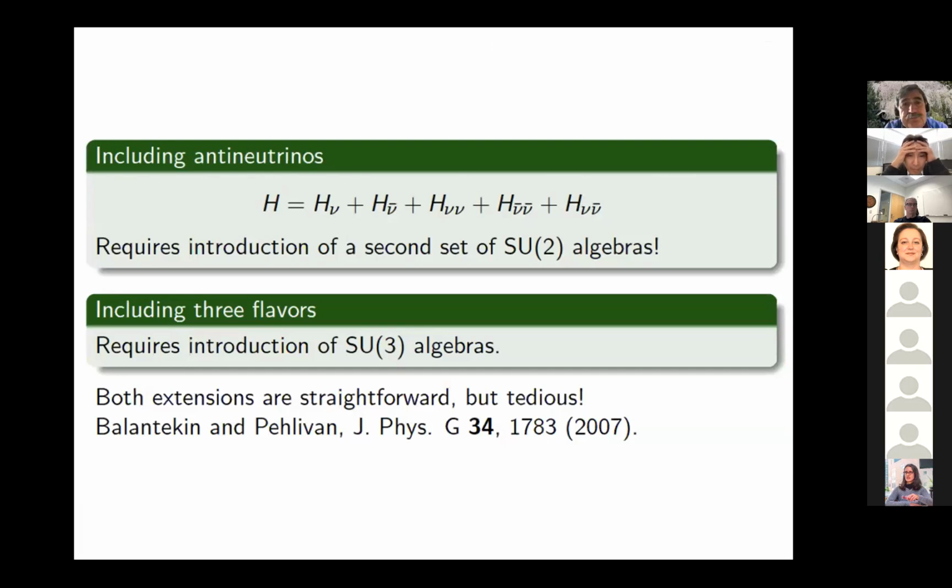Now, of course, so far I only had neutrinos. You can include antineutrinos quite easily. You can also include three flavors. Both extensions are actually quite straightforward, but quite tedious. And if you are interested in those details, they are given in the paper shown there.